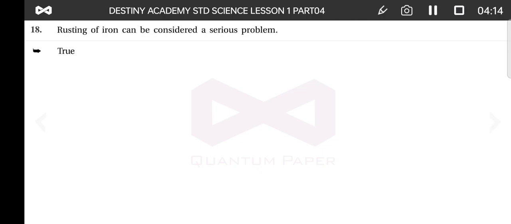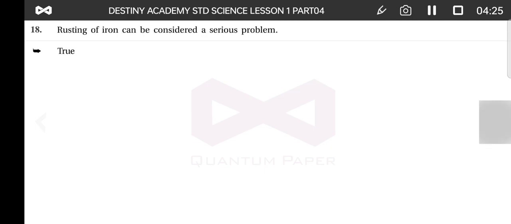Rusting of iron can be considered a serious problem. This is true. Oxygen gas is added to prevent oxidation of chips. This is false.